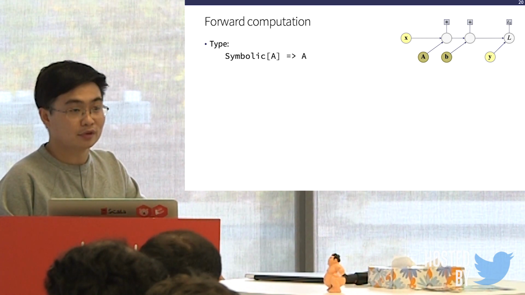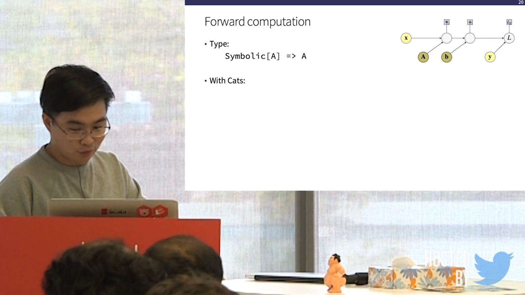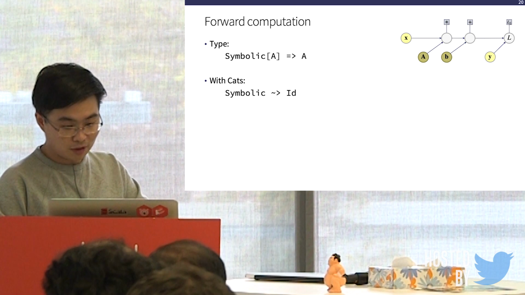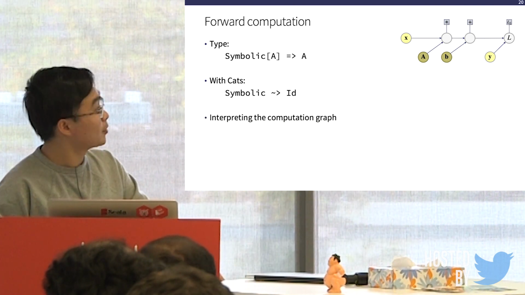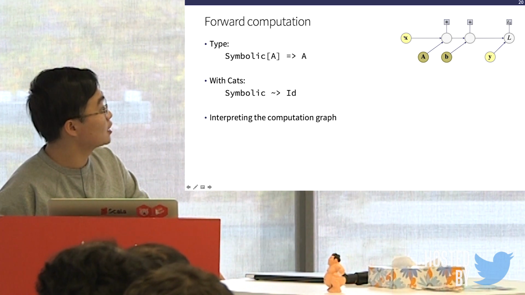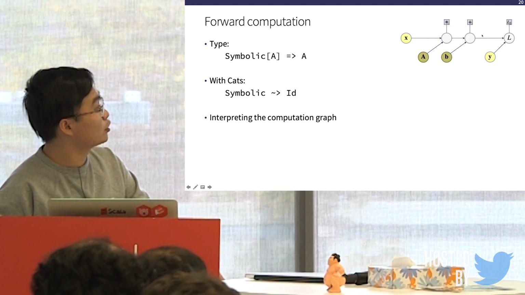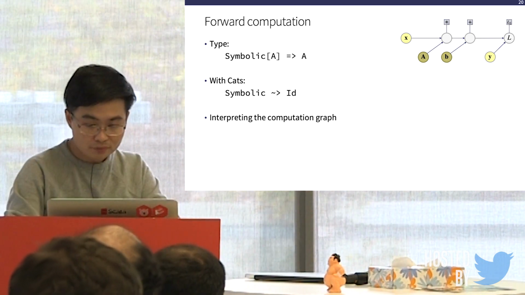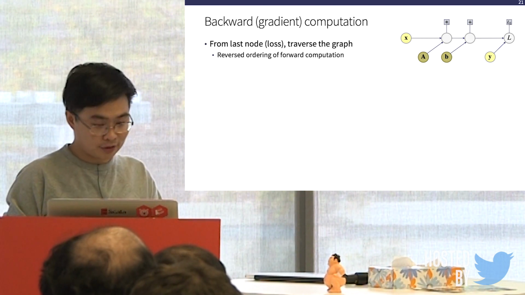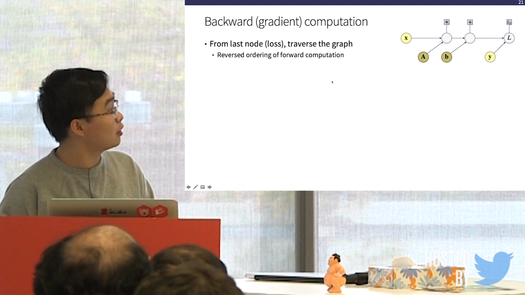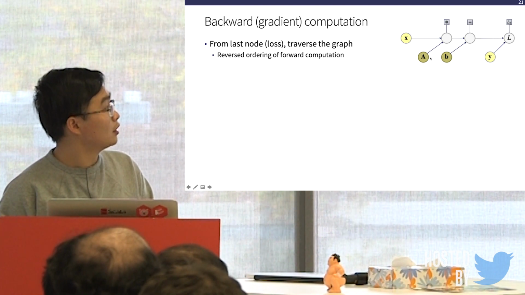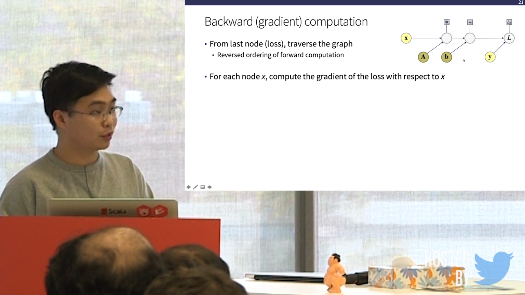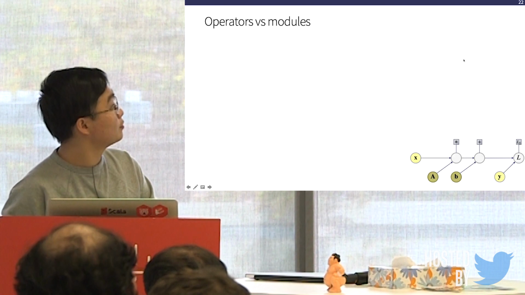So this is an interpreter. This is a functional interpreter. So with cats, you can write this as this. This is a natural transformation. So it's just interpreting the computation graph. So we start from x. We're given the value of x and y. So we propagate all the way through L using an interpreter to interpret this graph to get results. Or it's a backward computation where we compute the gradient. We start from the last node, that's the loss, because we're taking the gradient of the loss with respect to a and b. So we do it in a backward way. So we backtrack from this graph.